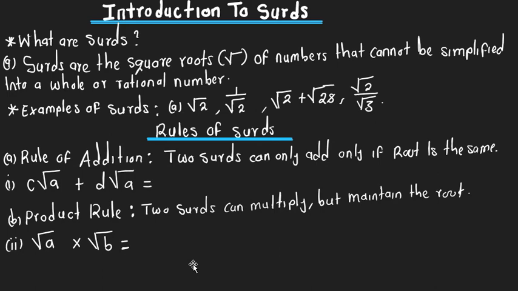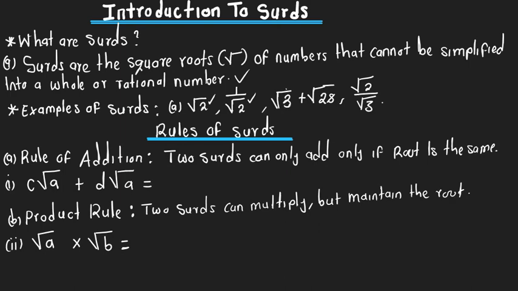What are sets? Sets are the square roots of numbers that cannot be simplified into a rational number. They're just numbers that cannot be simplified into a whole number or a rational number. Examples of sets: we have the square root of 2. You can also have 1 over square root of 2. It's a set.